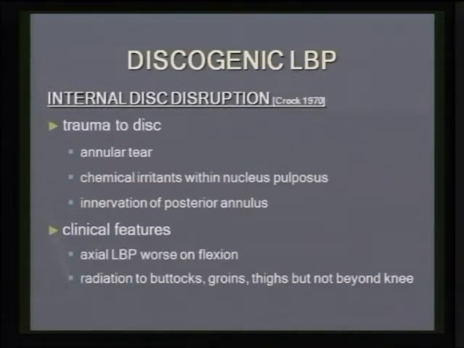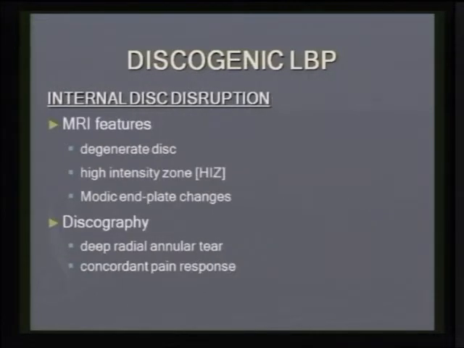Presents with low back pain, which is worse on flexion, which can radiate to the buttocks and groins and thighs, but classically does not extend beyond the knee. And the MR features we will see are the degenerate discs, so loss of T2 weighted signal on MR, loss of disc height, maybe disc bulge, we know those well. We'll see possibly a high intensity zone, and we may see the Modic end plate changes.